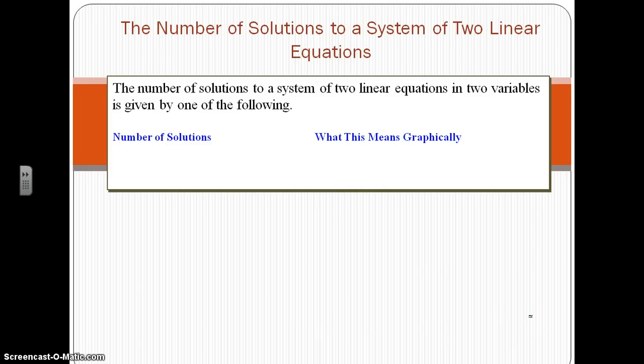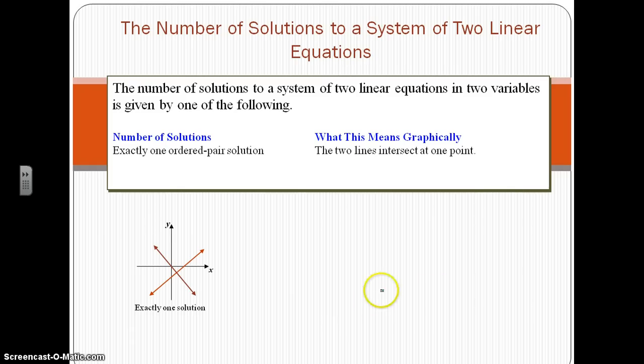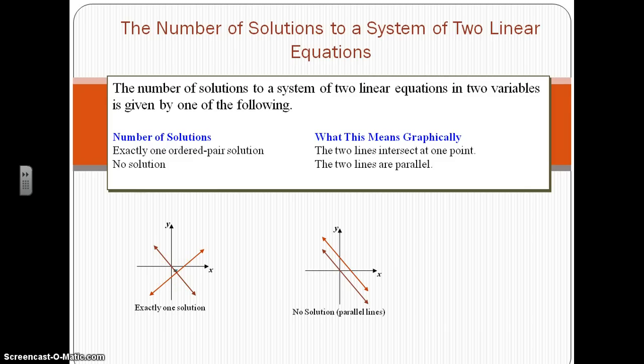So let's just review for a second. The number of solutions to a system of two linear equations is described by the following. The number of solutions is exactly one ordered pair solution, and that means the two lines intersect at one point, like in this example down here. Then we have no solution, and that means the two lines are parallel. So down here where the two lines are parallel, remember they'll never cross.